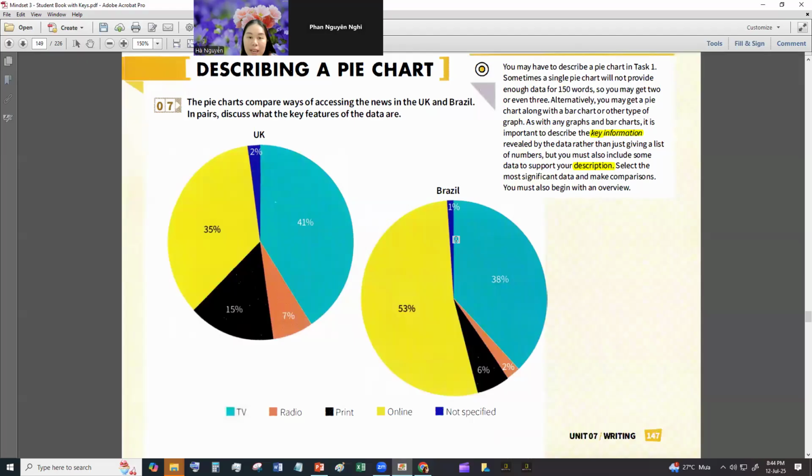Okay, so now, Nghi, I'd like you to read task number 7, please. The pie charts compare ways of accessing the news in the UK and Brazil. In pairs, discuss what the key features of the data are. Okay, thank you very much. So what are the ways of accessing the news, please?